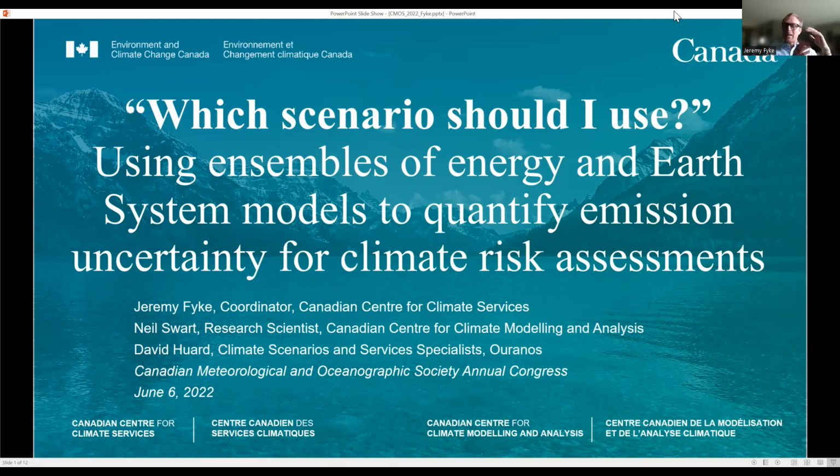to circumvent this question entirely by using ensembles of energy emission and Earth system models to provide a quantification of sorts of emission uncertainty. Again, specifically for the purpose of on the ground, regional, municipal scale climate impact risk assessments, which are the underpinnings of climate adaptation thinking and climate adaptation in general.